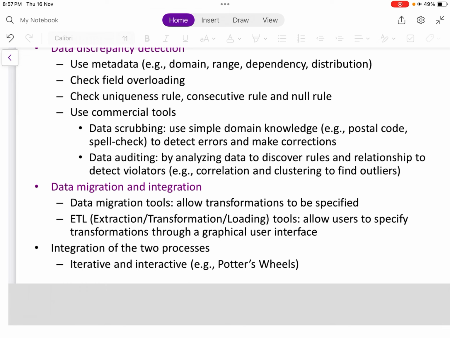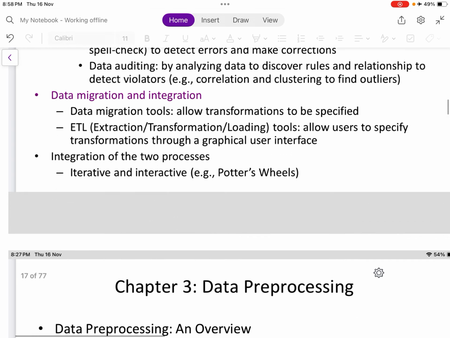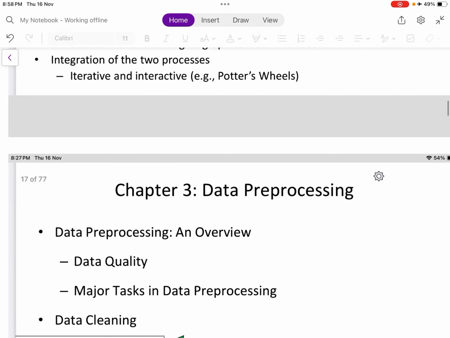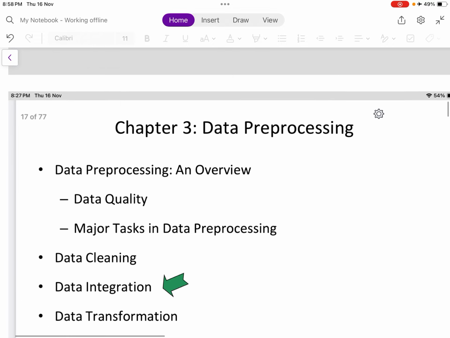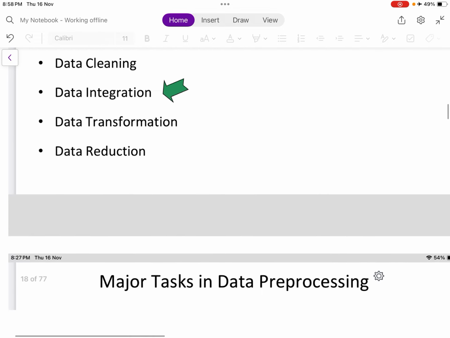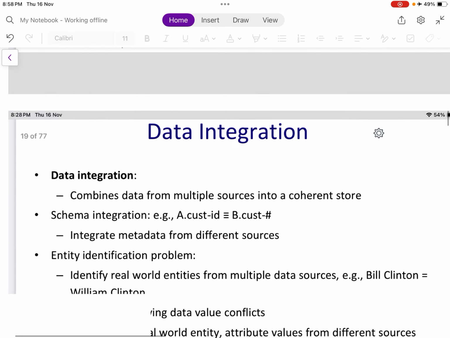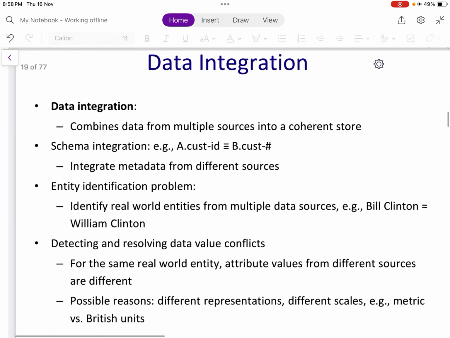Data migration and integration. Data migration tools allow transformations to be specified. ETL, that is extraction, transformation and loading tools, allow users to specify transformations through a graphical user interface. Integration of the two processes, interactive and iterative, for example Potter's Wheel. Next we will see the data integration process.